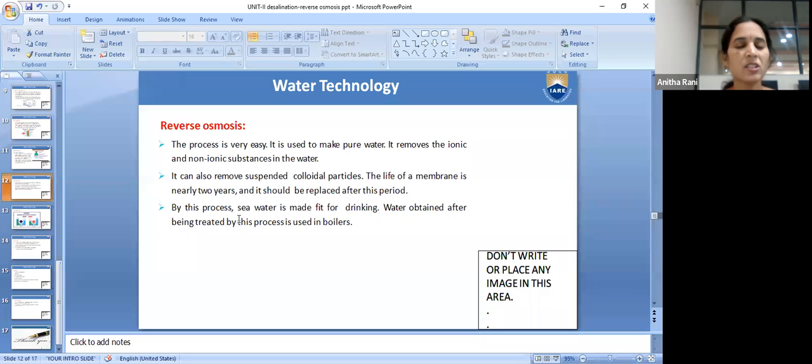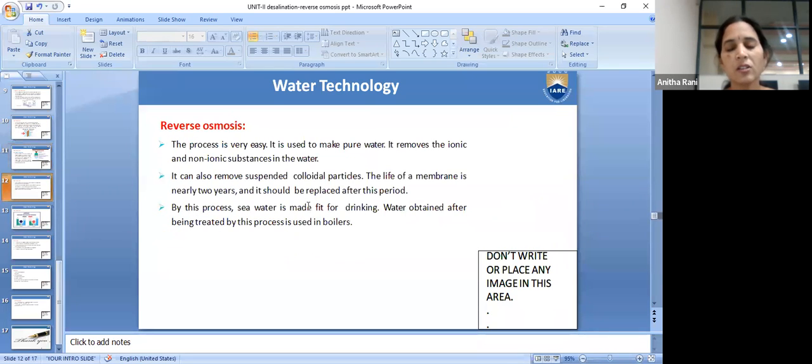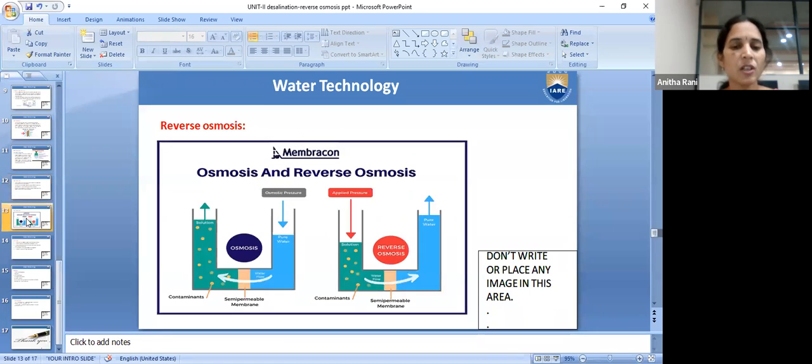So by this reverse osmosis process, we can purify the water, meaning from the seawater we can get pure water, so that we can use it for drinking and for industrial purposes also. Water obtained after the reverse osmosis process is used in boilers. In high pressure boilers also we can use it.